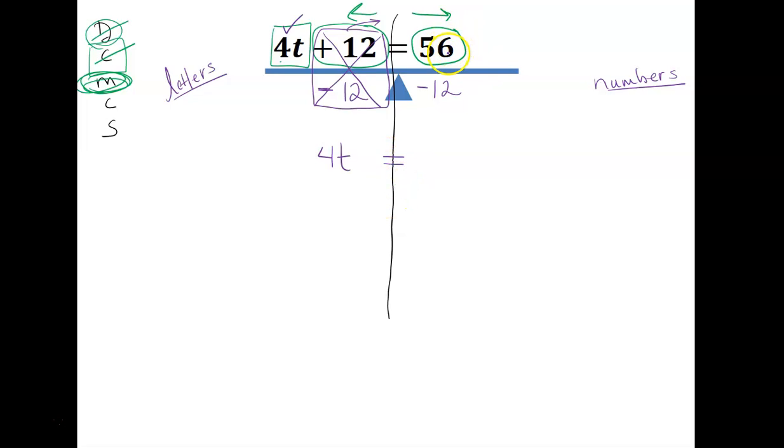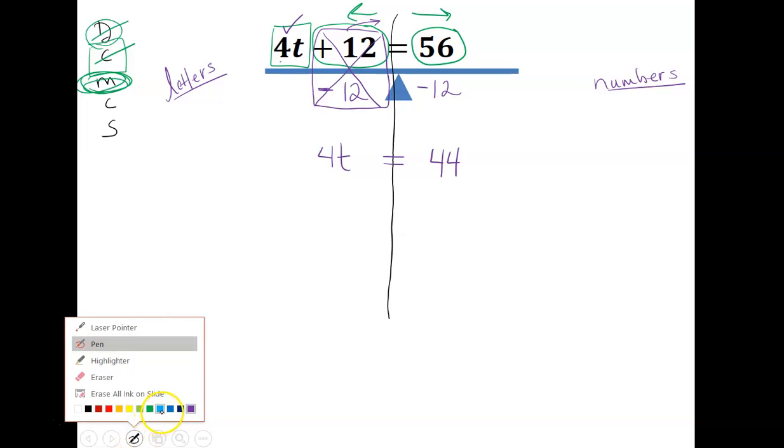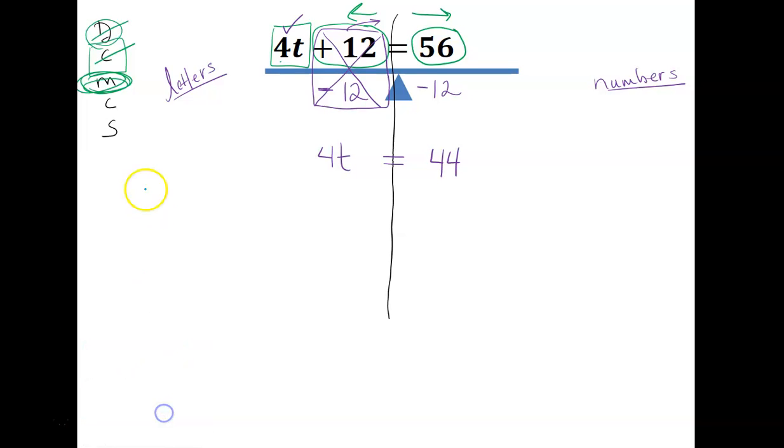On the other side, I have a 56 minus 12, and that's going to leave me with a 44. And again, if you can't do that in your head, fine, pick up a calculator. There's no shame in calculator game, in my opinion anyway. Okay, so look what we've got. We did our move step. We did our combine. We're good to go.